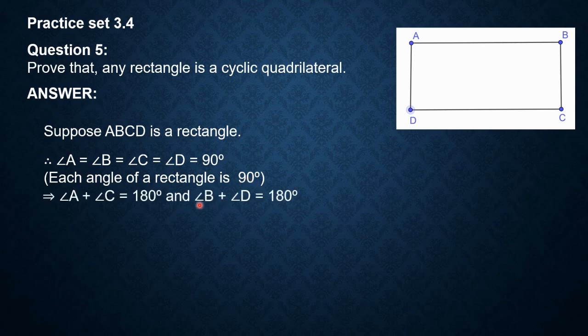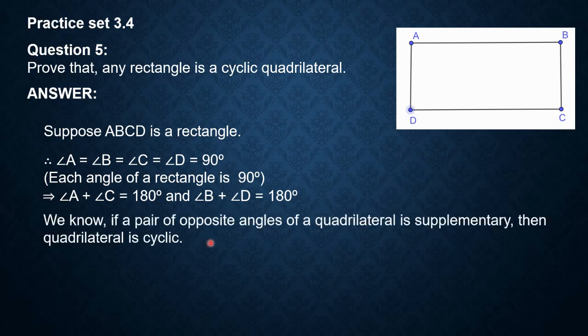Now, if we add the opposite angles of this rectangle, angle A plus angle C, we know angle A is 90, angle C is also 90. So 90 plus 90 is 180. Similarly, if we add angle B and angle D, the other pair of opposite angles, B is 90, angle D is also 90. So 90 plus 90 is 180 degree.